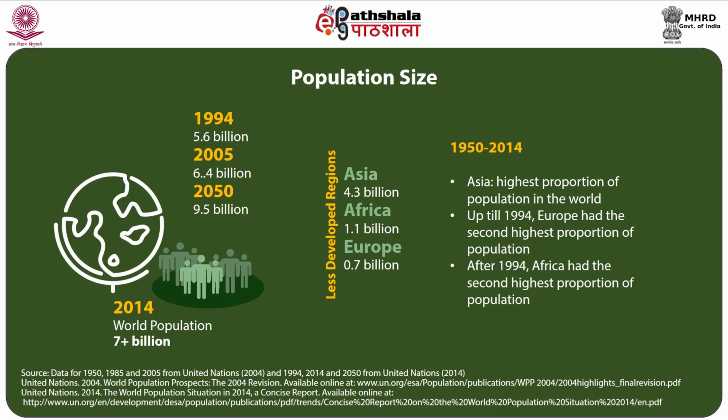Up to 1994, Europe had the second highest proportion of population, which is almost a 3-time increase from 1950 of 2.5 billion. If you look at the less developed regions, Asia's share of the total population is as high as 4.3 billion, followed by Africa 1.1 billion and Europe 0.7 billion. And it clearly indicates that after 1994, Africa had the second highest proportion of population.